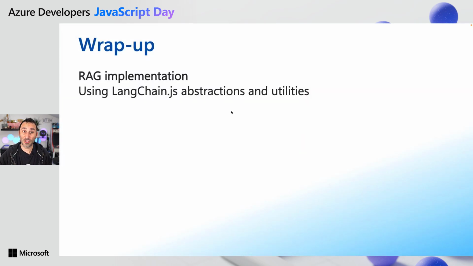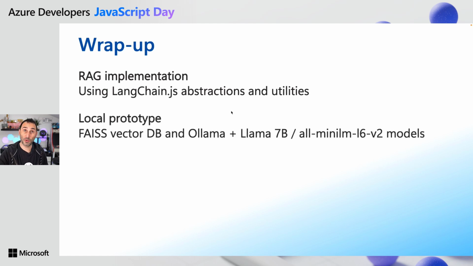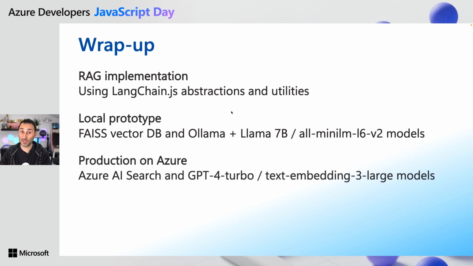So let's just wrap up. You've seen that by using LangChain.js, it's very easy to implement such a complex approach as RAG using all the built-in tools and utilities in LangChain. We first built a local prototype using the Faiss vector database and the Ollama tool in connection with the Llama 2 7B model and another one for the embeddings. And we transitioned our code with just very small changes to a production version for Azure using Azure AI Search with the latest OpenAI models such as GPT-4 Turbo and the text-embedding-3-large model.